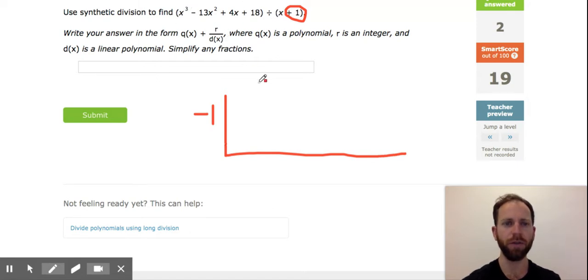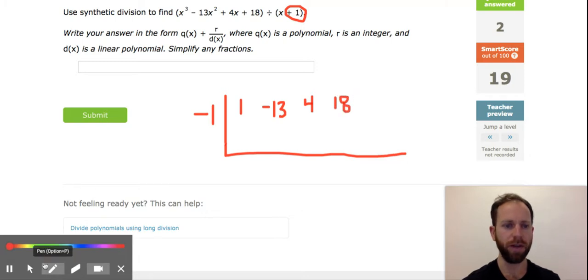So x cubed, that's just 1x cubed. This is -13x squared. This is positive 4x. And this is positive 18 is the constant. Okay, see if you can do it one step ahead of me. What do we do first?